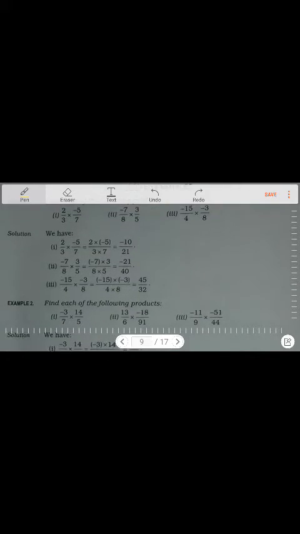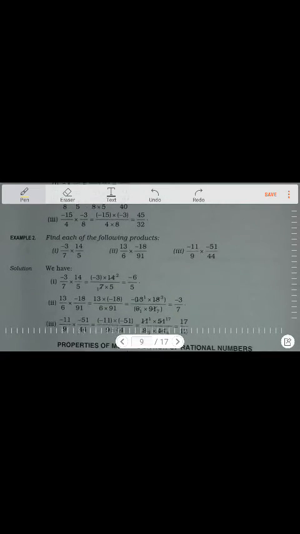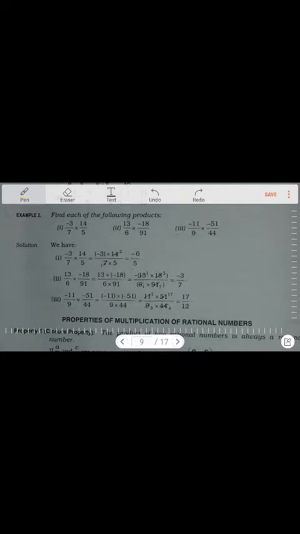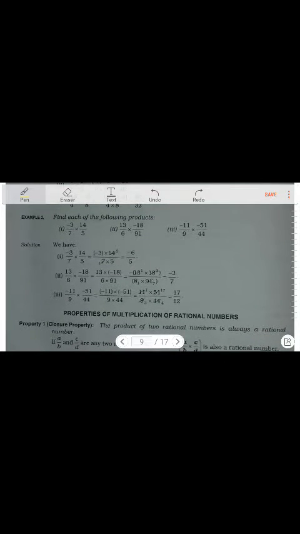If you see, there comes example 2. Students, if you understand all the examples given in your book, the exercise will become much easier. Just see, here it is. This is also fractional multiplication only, or rational number multiplication.